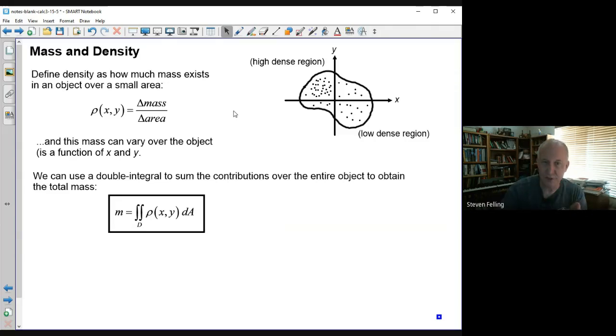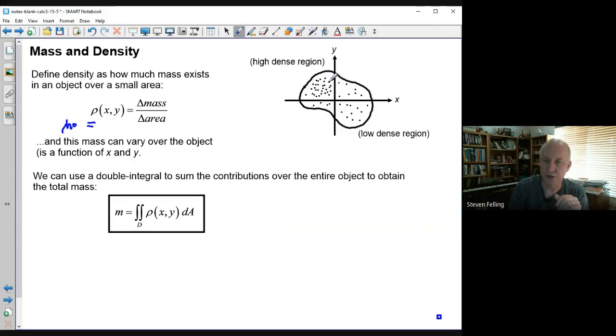So density basically is how compacted material is. Highly dense material has a lot of mass per area of region or volume, and low density has less mass, right? So we can define the density, typically given with a function rho. If we have a two-dimensional object, we usually call this a lamina, like a thin sheet of something in the XY plane.